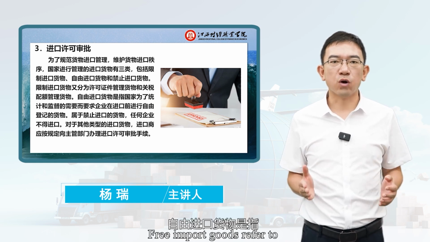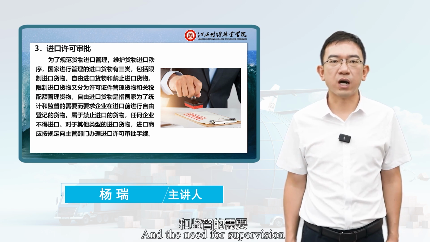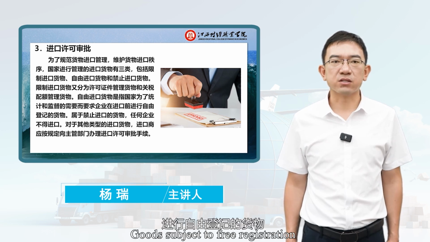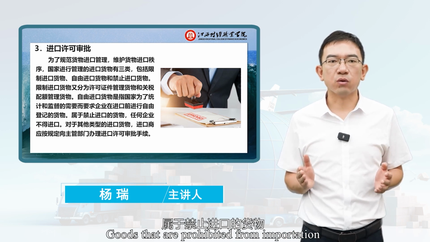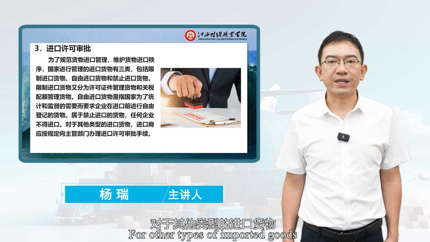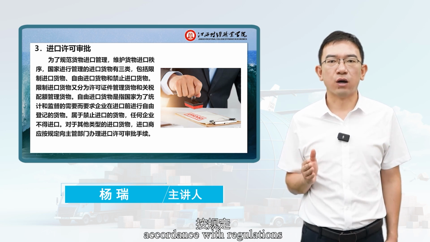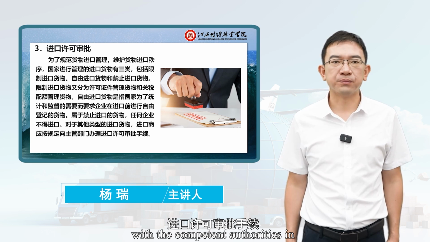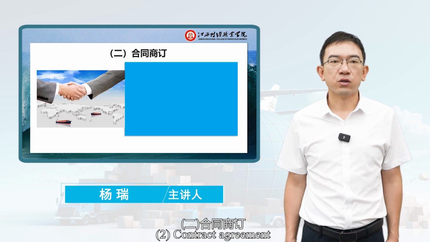Free import goods refer to goods for which the country, aiming to conduct statistics and for the need of supervision, requires enterprises to register before importing. Goods that are prohibited from importation are not allowed to be imported by any enterprise. For other types of imported goods, importers should, in accordance with regulations, handle the import license approval procedures with the competent authorities.